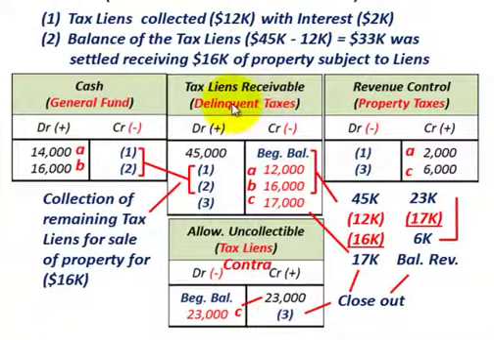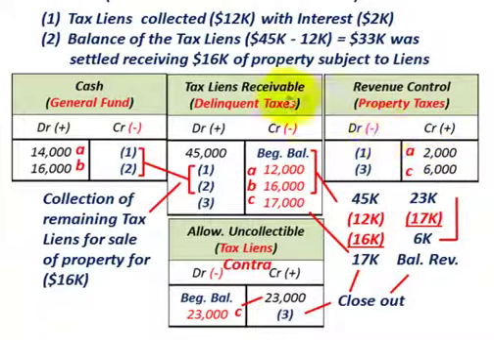So we would go to our tax liens receivable, delinquent taxes, and credit it, reducing it by $12,000 for the collection. Then we have that interest that we have to account for. Going over to our cash account, we would have debited or increased cash by $14,000. That would be the $12,000 collected on the receivables plus the $2,000 of interest. The $2,000 ends up in the revenue control account for property taxes. We credit that for $2,000.